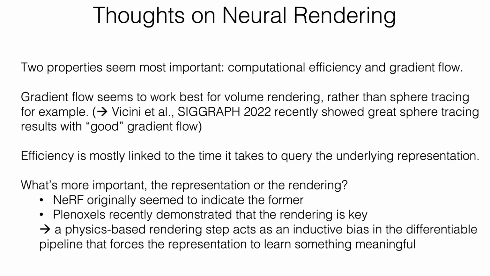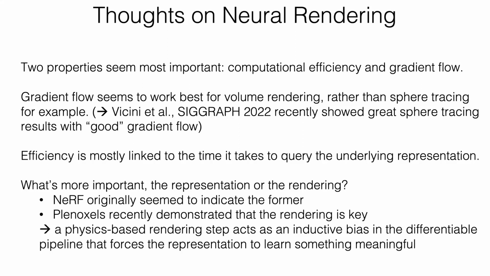And you can actually train it much faster using more traditional feature volume representations. So what that means is that the rendering step is very important, and typically we use a physics-based rendering step. This acts as an inductive bias in the entire network, or in the entire differentiable pipeline, that forces the representation to learn something physically meaningful.